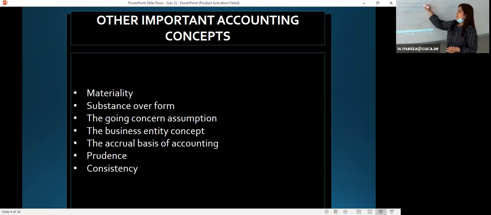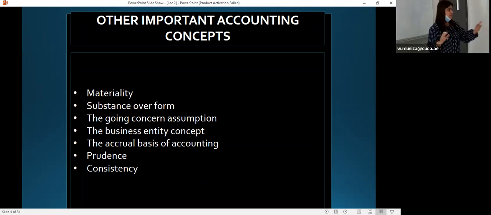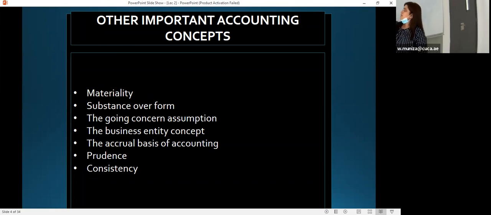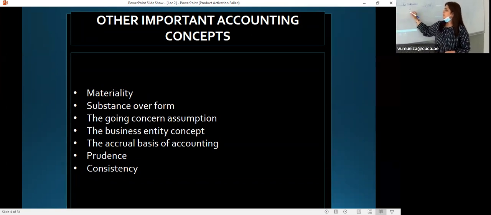This one is very important when you are going to start passing accounting entries for the syllabus and the papers which I have given you. Business entity concept means that whenever you are going to pass the transactions, these will be passed from the point of view of a business.